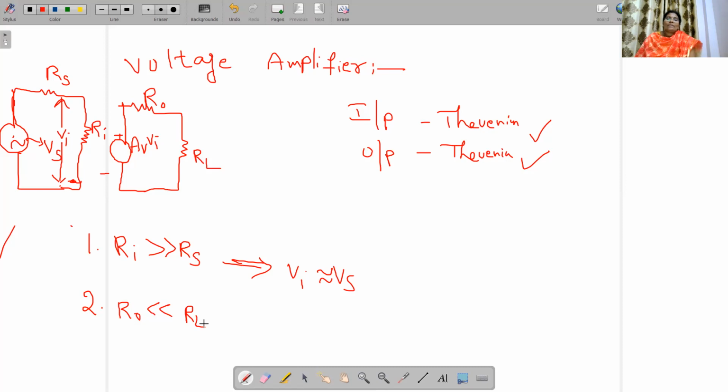Now tell me, AV into Vi. What about the voltage drop across this load resistance RL? Since R naught is far less than RL, V naught is equal to AV into Vi. What is Vi?